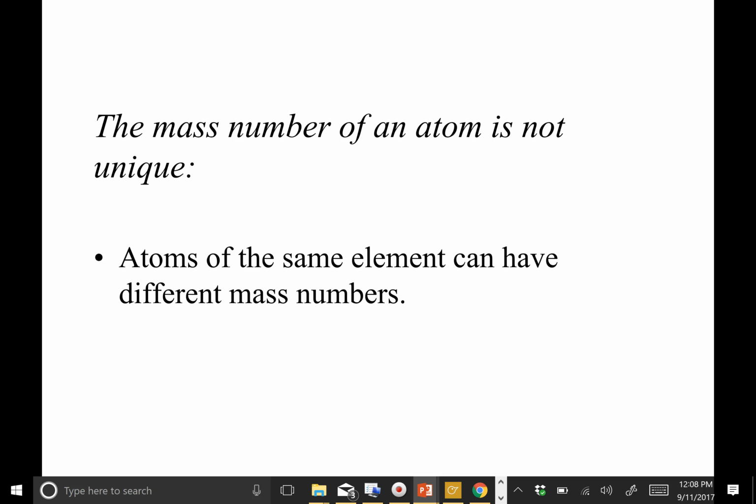So anyway, atoms of the same element can have different mass numbers, and the thing that we can change is the number of neutrons. If you're a picture person, that's kind of what we've got going on here.